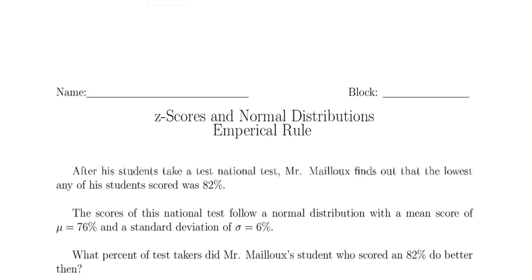So, here's the scenario we have. After his students take a national test, Mr. Malo finds out that the lowest any of his students scored was 82%. Pat on my own back there. The score of this national test follows a normal distribution with a mean score of 76% and a standard deviation of 6%. We want to know what percent of test takers did Mr. Malo's student who scored an 82% do better than?